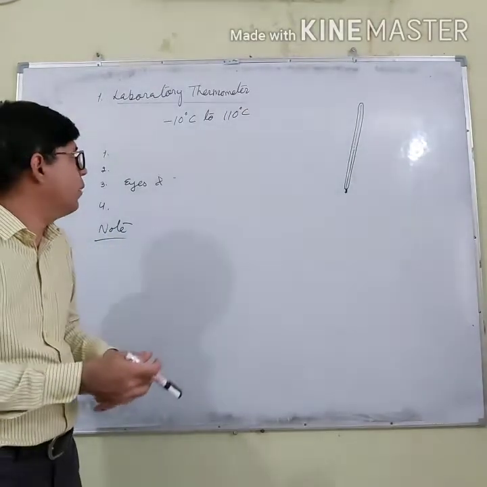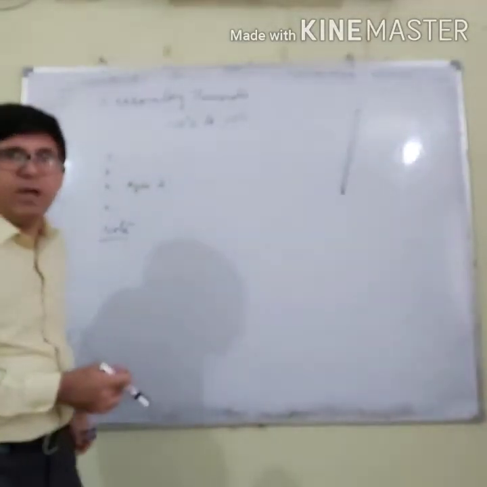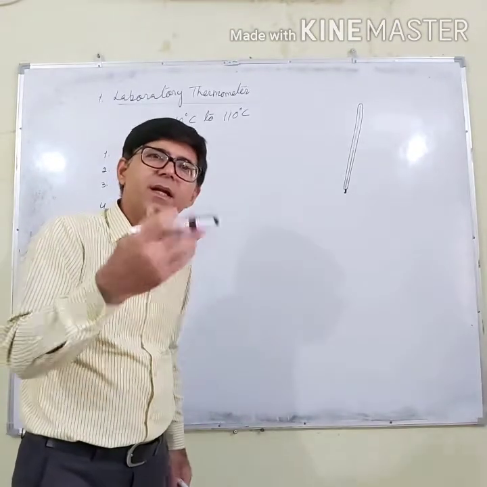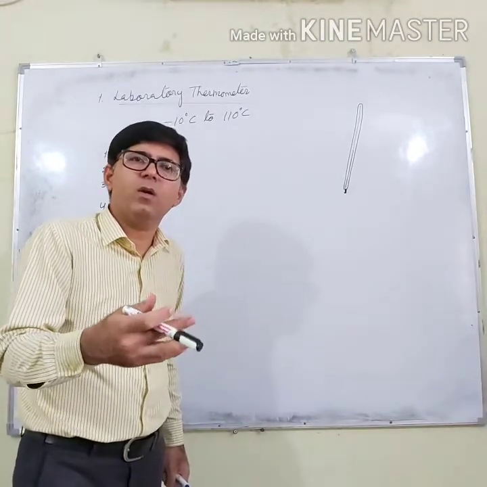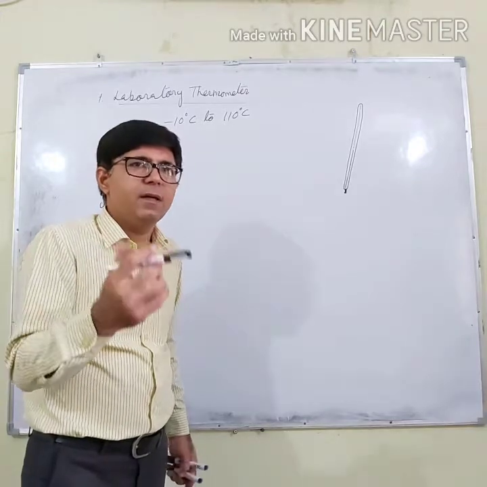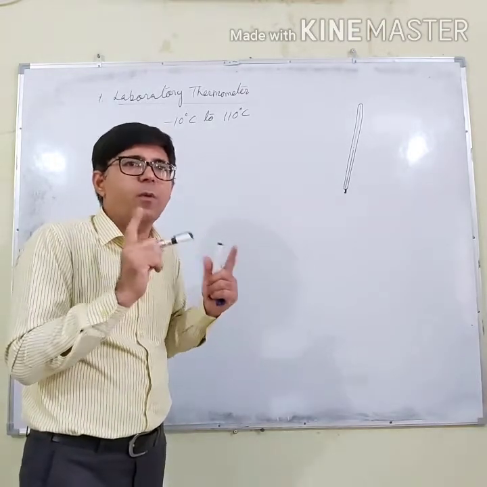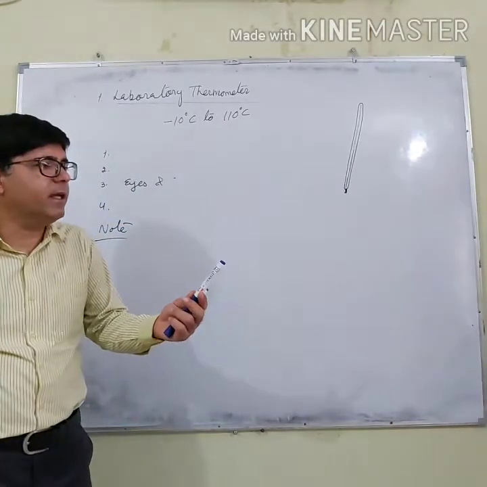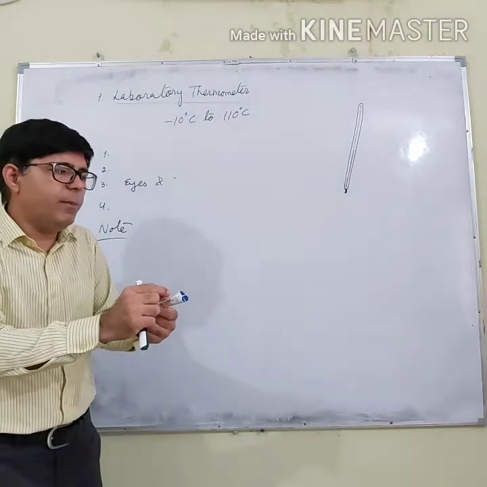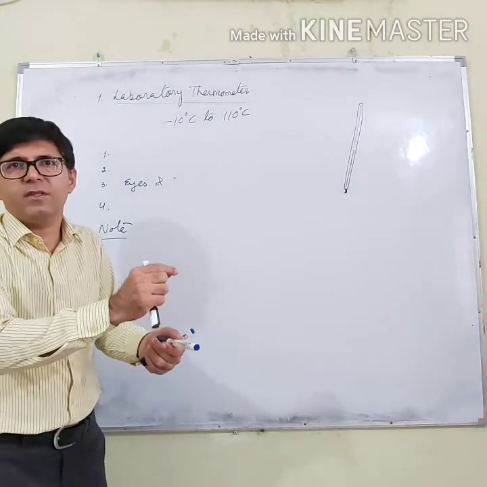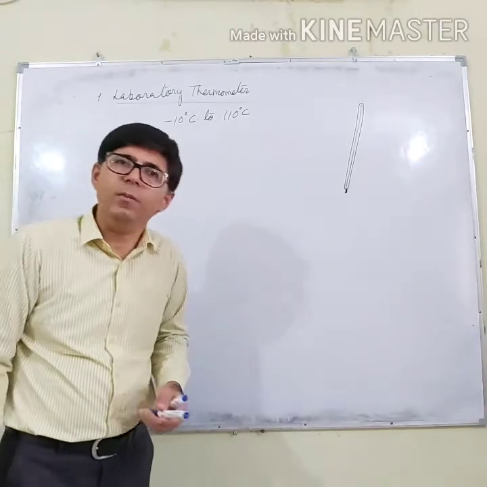of the thermometer. And why do we use mercury? Because mercury can expand or contract quickly, right? And one most important point is that while taking the reading, the thermometer bulb must remain in contact with the substance whose temperature we want to measure.